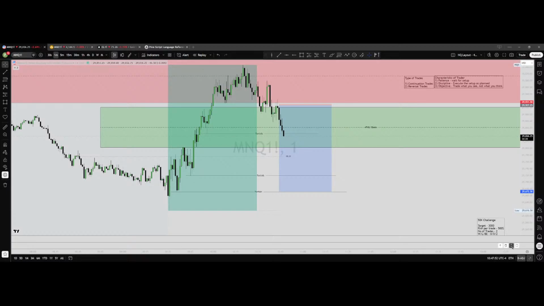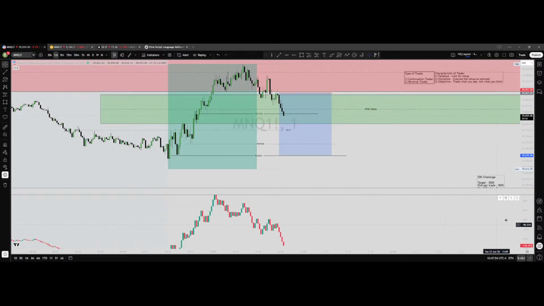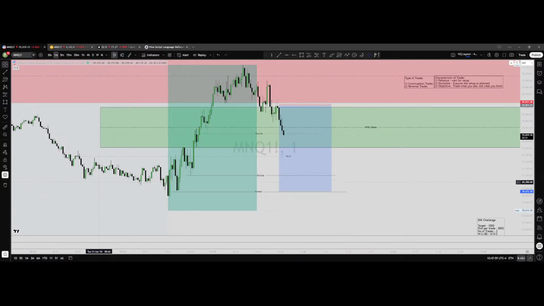Let's see what CVD says. CVD is pretty bearish. Okay, I'm taking my full position out here. I'm taking 80 points on this, which is good.